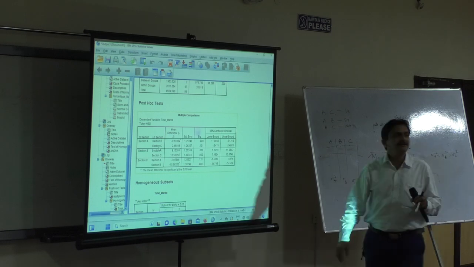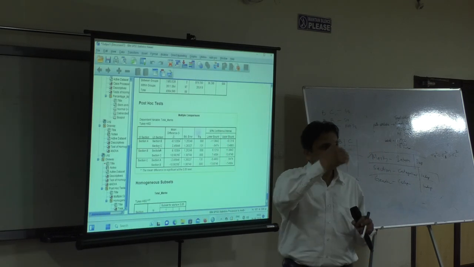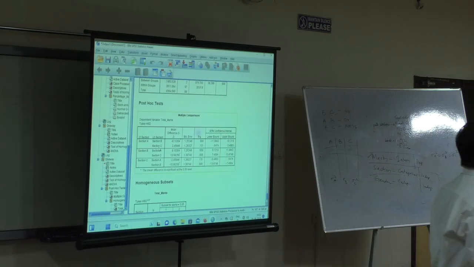So this is how you have to conclude. So this is how you have to write in your thesis. Once you get a significant value of F, to further examine the group differences to understand which group is doing better than the other two, the data was subjected to post hoc. Okay? The data was subjected to post hoc test.